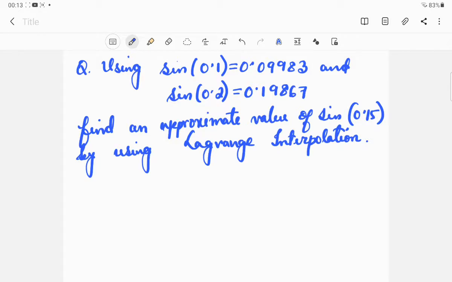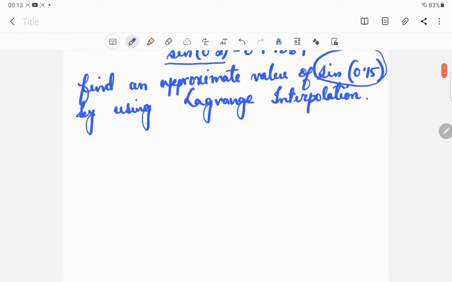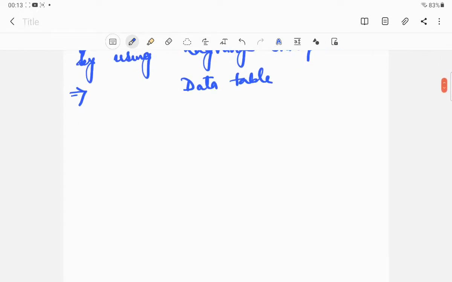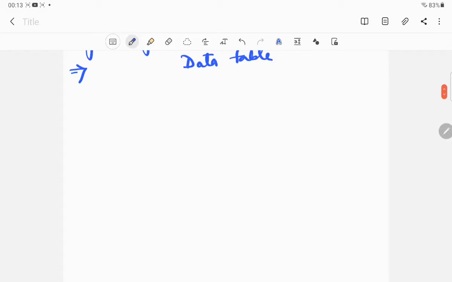You are given two values: sine 0.1 is this much and sine 0.2 is this much. You are being asked to find the value of sine 0.15. Now we will try to draw the data table. If you draw the data table, it will be a little easier for you to write the values in the formula.